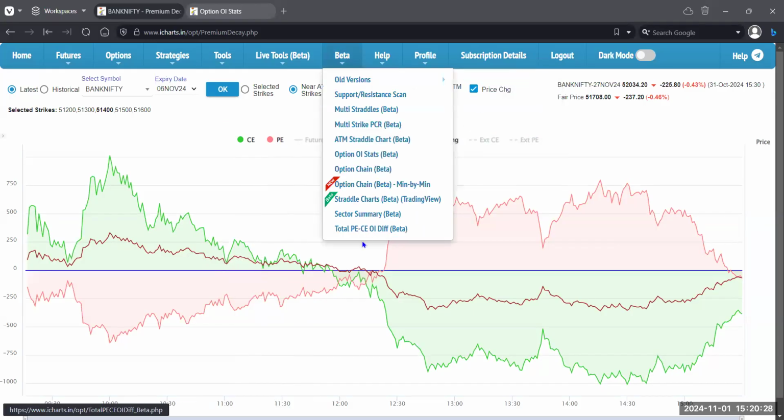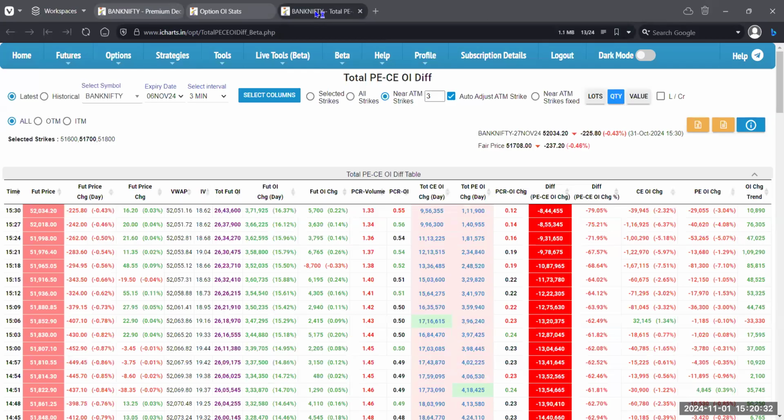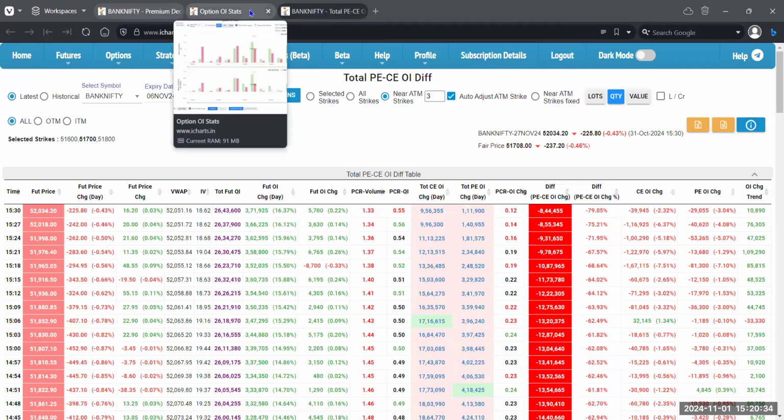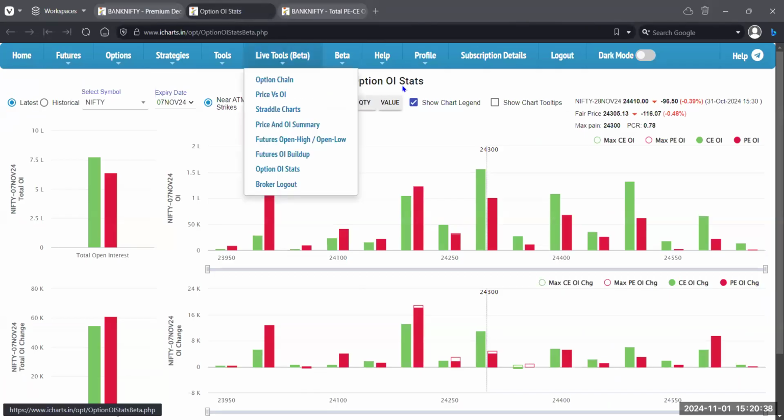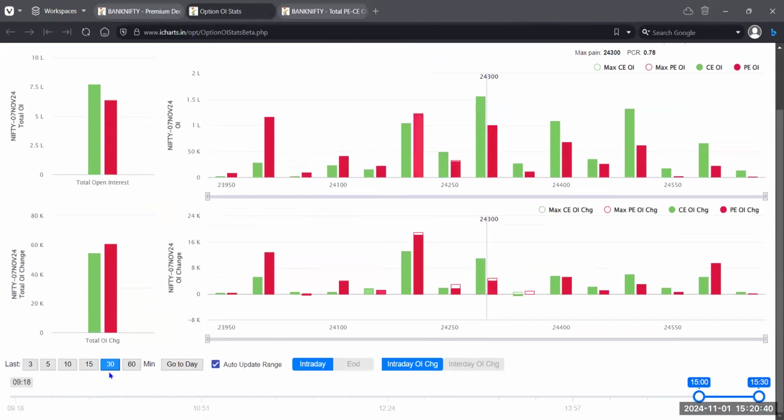Then Total PE-CE OI beta is there. Sir, can I interrupt for a second, please? Sure. So this OI stats that you showed, which is the ideal time frame to watch out for? For intraday, 30 minutes is decent. 30 minutes is good, actually. So it shows the trend, whether it's changing over the last 30 minutes, like which side it is headed, right?